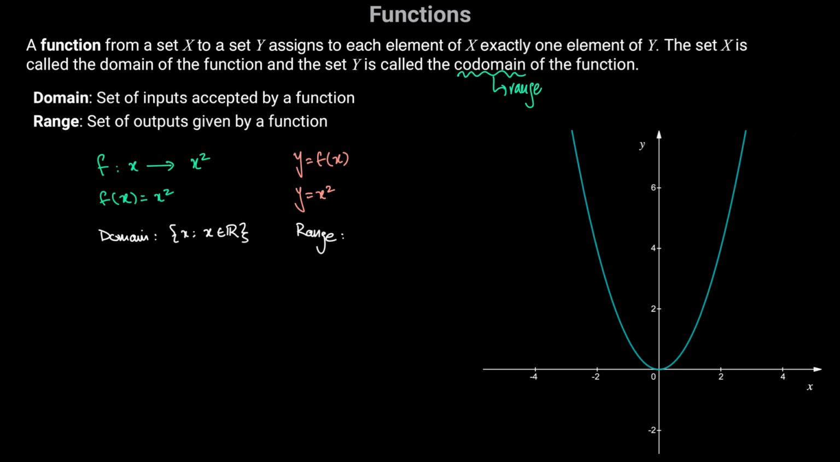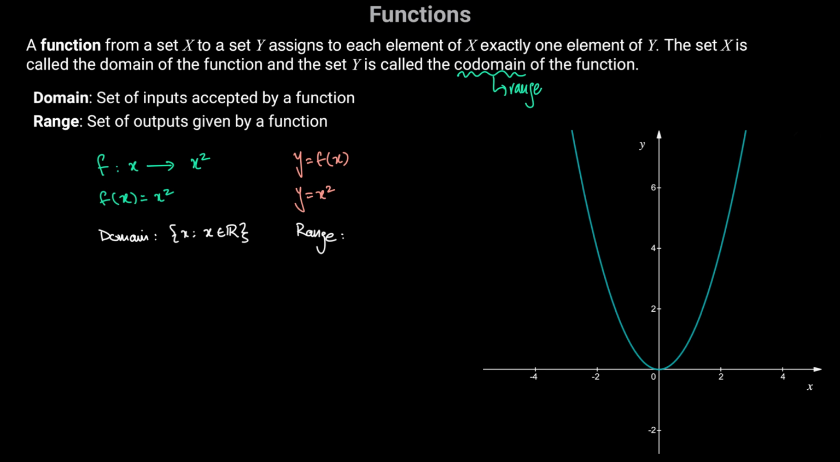Now what about the range? Well, the output over here, what the function is doing is taking the input x and squaring the input. So the output is simply x squared over here, right? So the output over here, since we're squaring the input, we know that the square of any number will always be greater than or equal to 0.